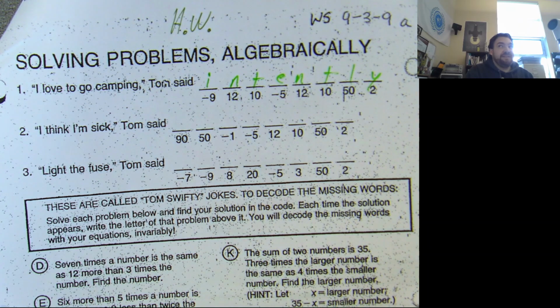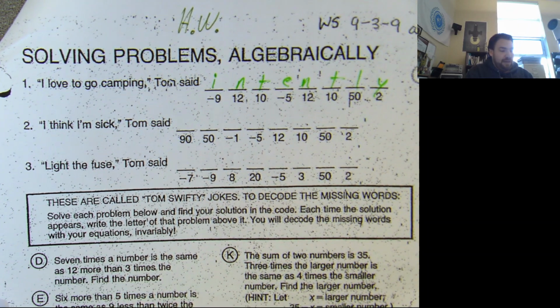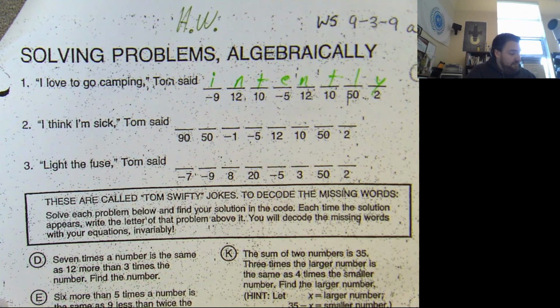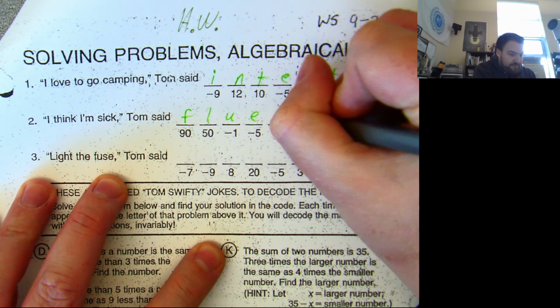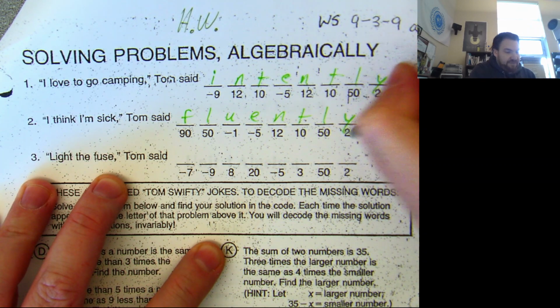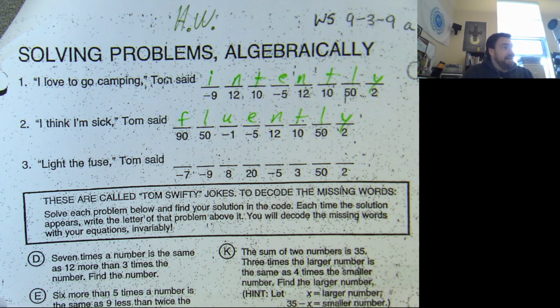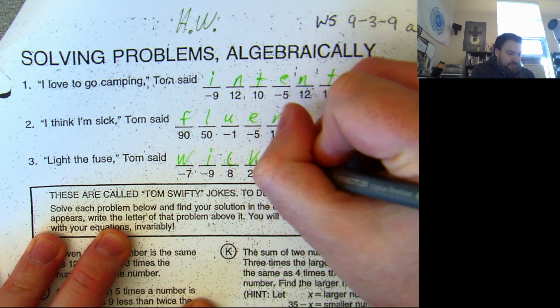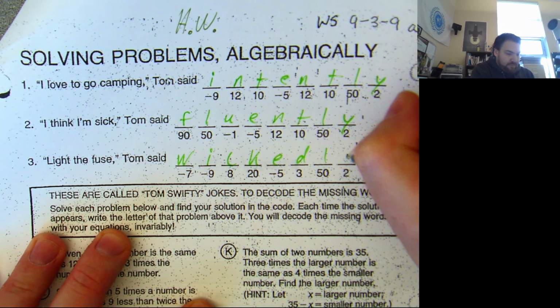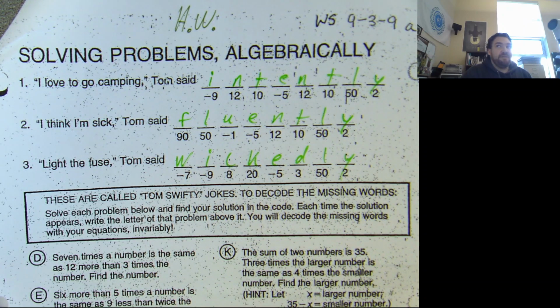Because when you camp, you're in a tent. "I think I'm sick," Tom said fluently. Because flu. "And light the fuse," Tom said wickedly. Because of wicks.